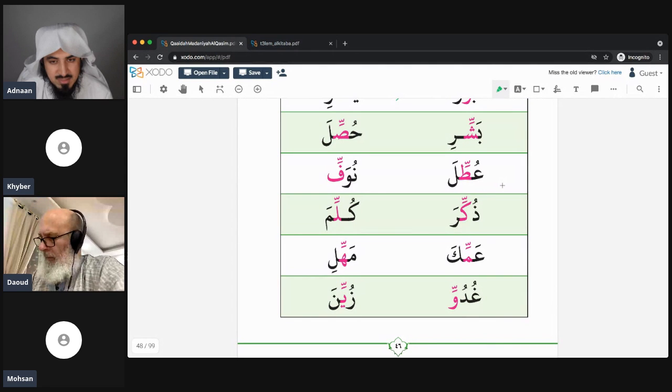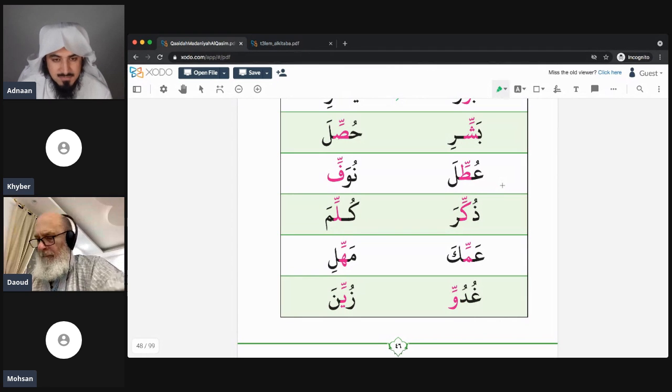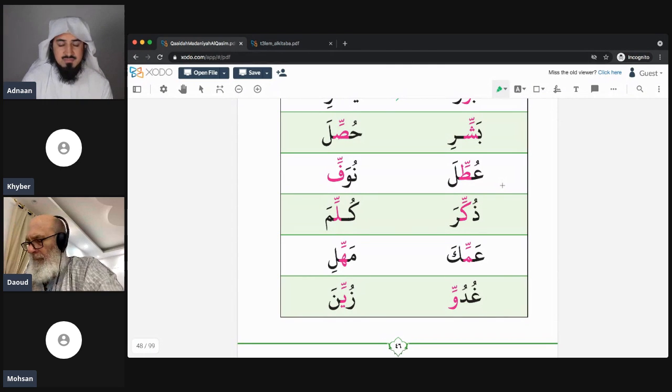Ammika. Mahili. Khaybar. عمك. أحسنت. مهلي. أحسنت محسن.